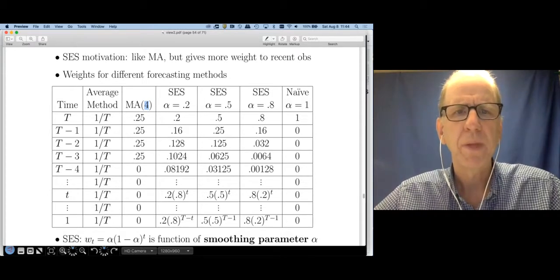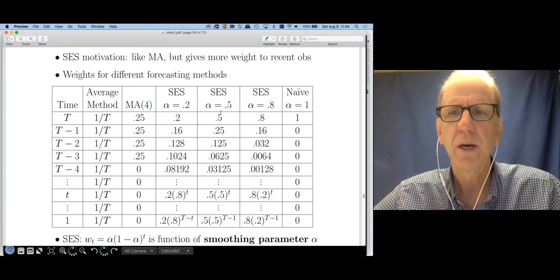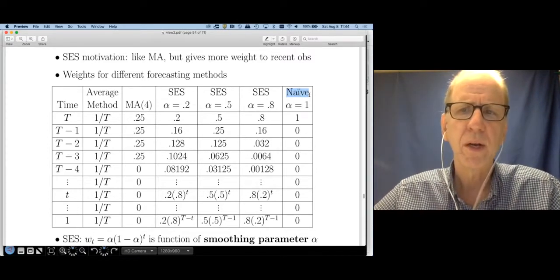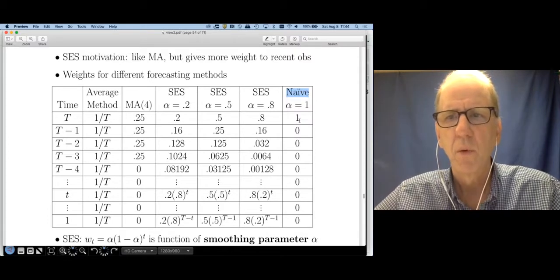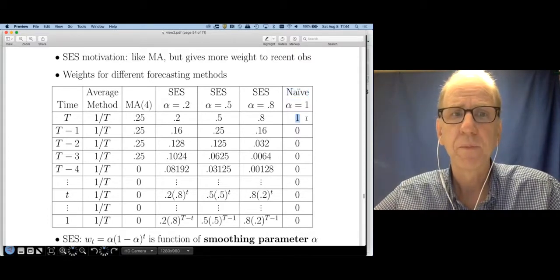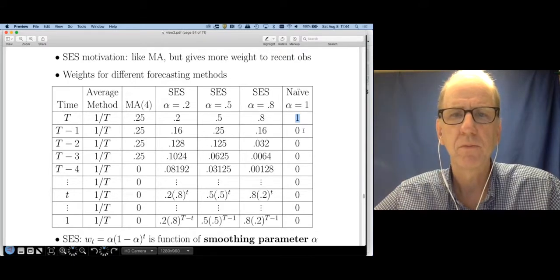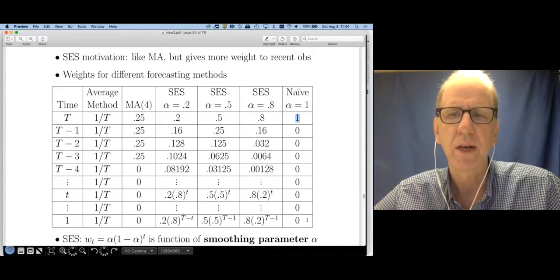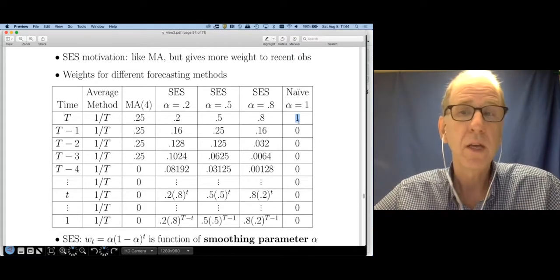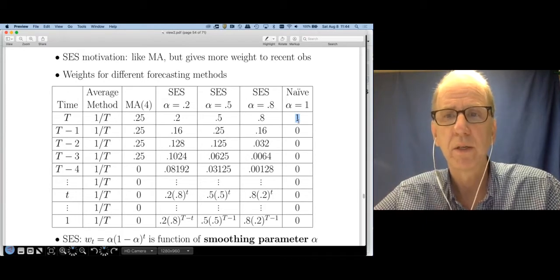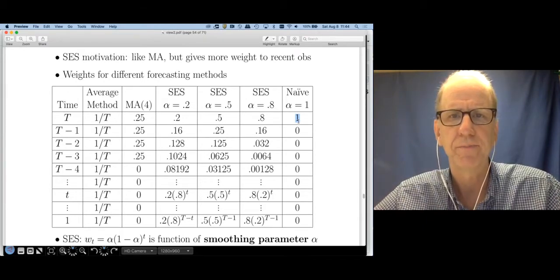All right, well, let's go to the complete other extreme, which is the naive method that we covered back in week 1. Remember what naive says. Naive says we're going to give all the weight to the most recent observation, and then we basically ignore everything else. So our forecast is simply the most recent observation, which is equivalent to giving all the weight to the most recent observation.